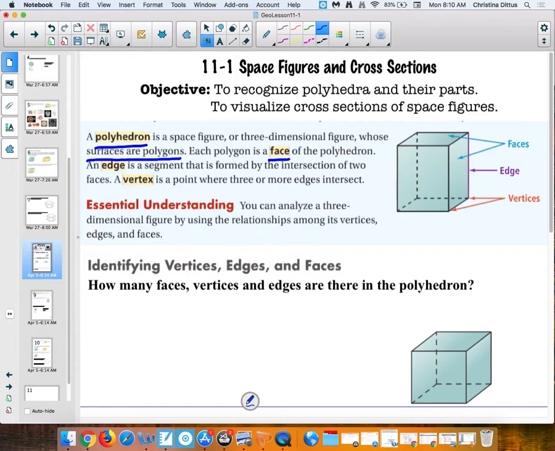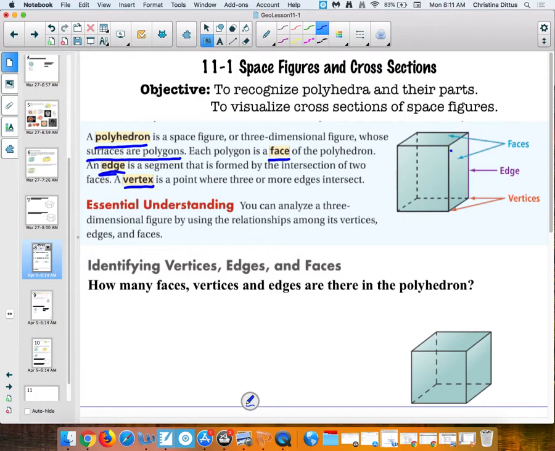I like to think of it as just like a flat surface. An edge is where 2 or more faces meet, and a vertex is where 3 or more edges intersect. Those all sound like super hard words, but it's not that bad. If I look at my faces of this shape, I have my top, bottom, front, back, left, right. Those are my faces, okay? Those are my sides, if you want to think of the sides.